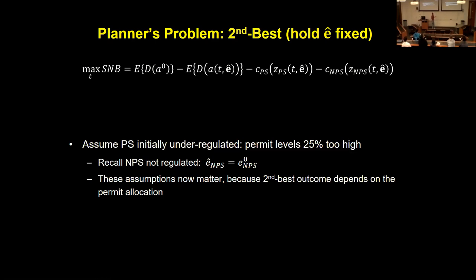I should say these assumptions now matter, and I'm going to get into this in the next paper. Because the second best outcome is going to depend on the permit allocation. First best outcome doesn't depend on the permit allocation. I'll show that too in the next paper. It doesn't matter where you allocate permits, you're going to trade to the first best with no transaction costs. Second best, it starts to matter. Things depend on this initial permit allocation. All my marginal benefit and marginal cost curves are going to depend on what we've assumed for this permit allocation.